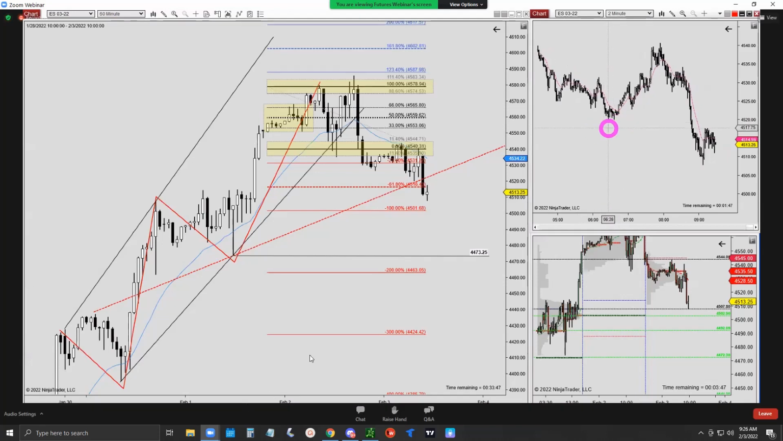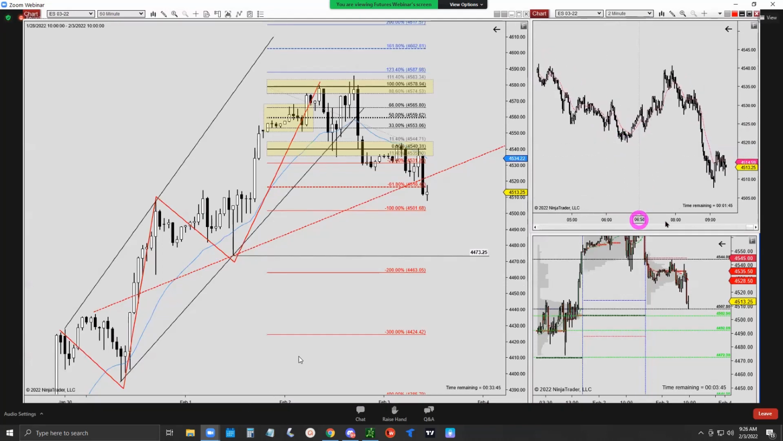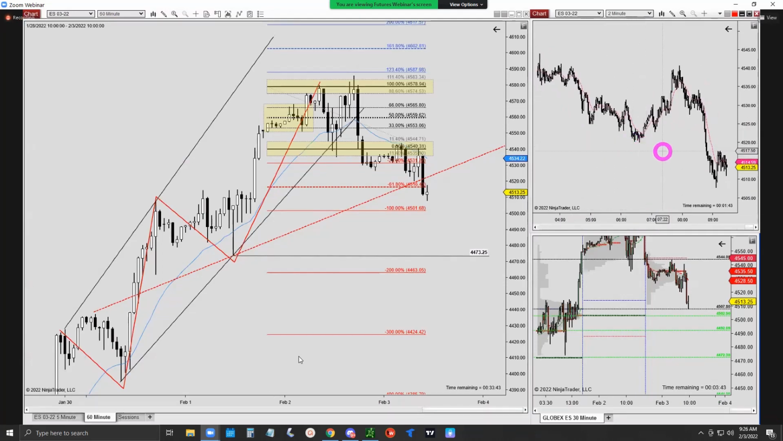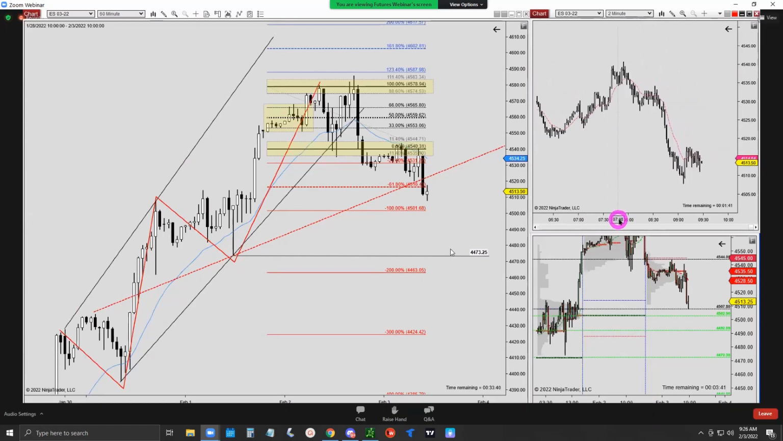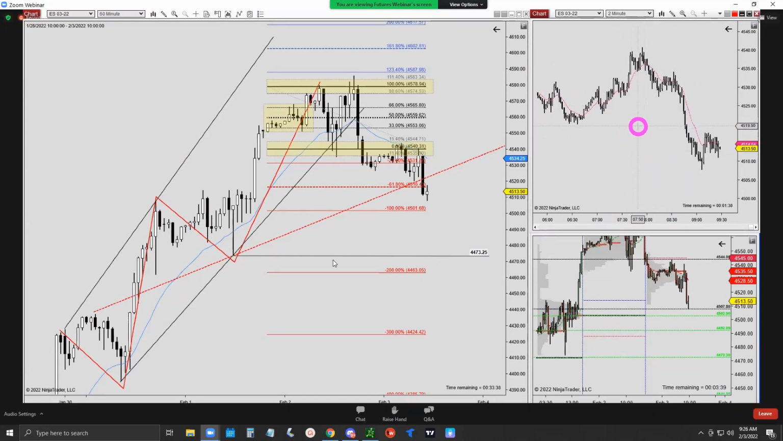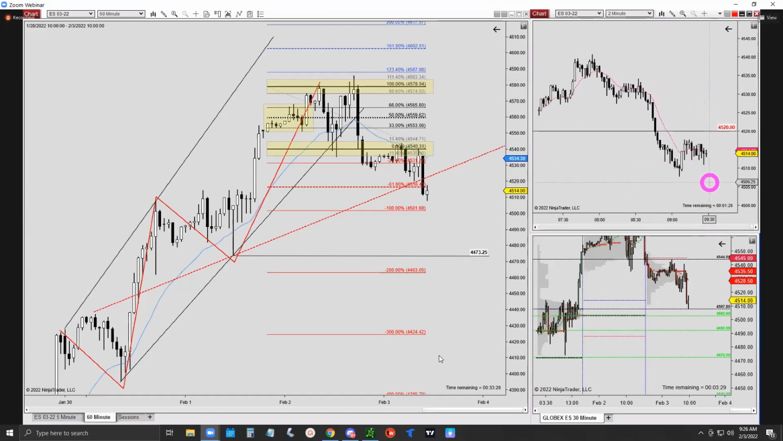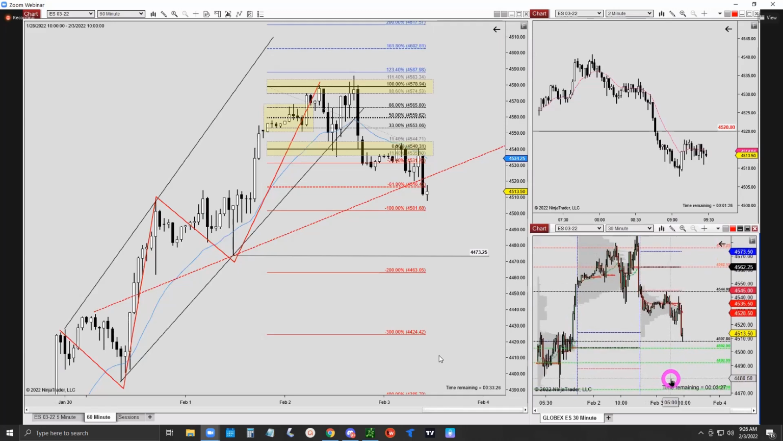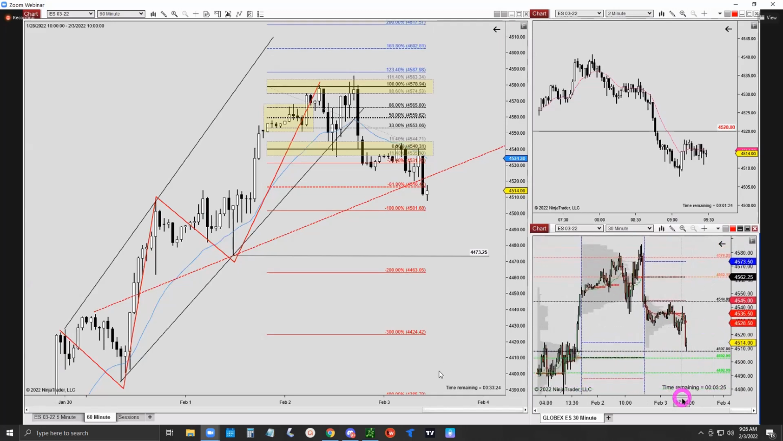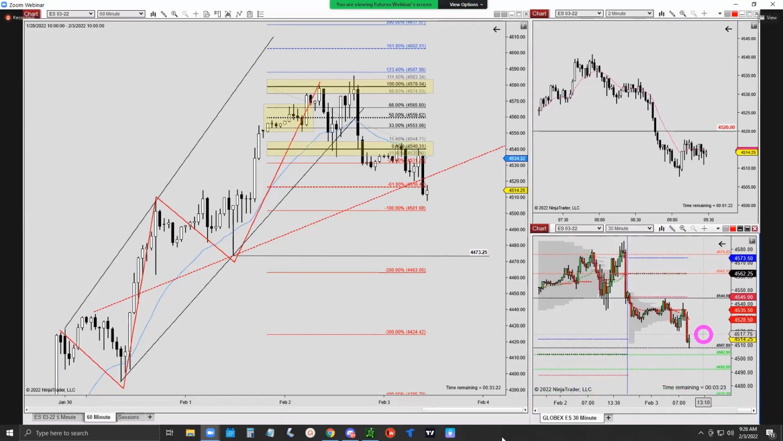On the 2-minute chart, we have violated this low. Okay, it's kind of important. But I'm more interested in the Globex low at the moment because we are way too close to it. All right, let's see.